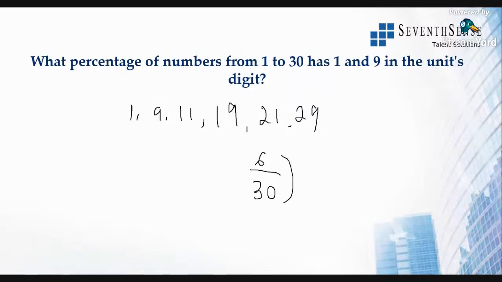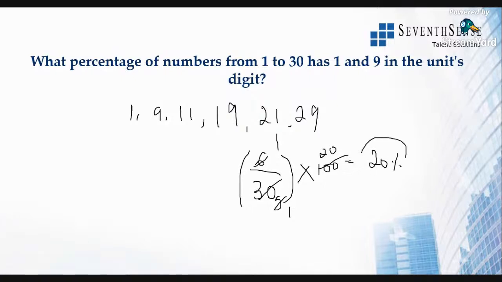This is in the fraction. That is what they are asking. 1 and 9 are totally 6 numbers, and they are asking the fraction or the percentage of it. So into 100. So 6 into 5 times, 5 ones are 5, 20s are... So totally it is 20% of the numbers from 1 to 30 that have 1 and 9, both of them. So totally it is 20%.